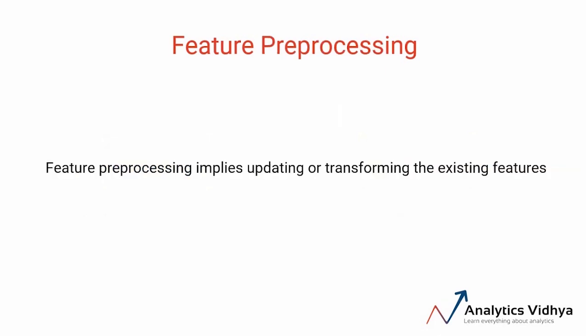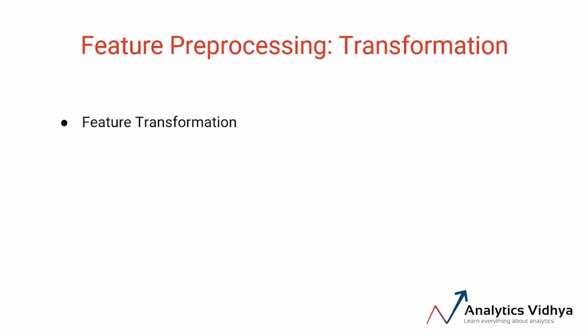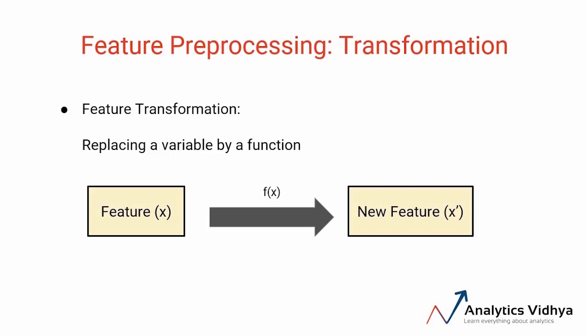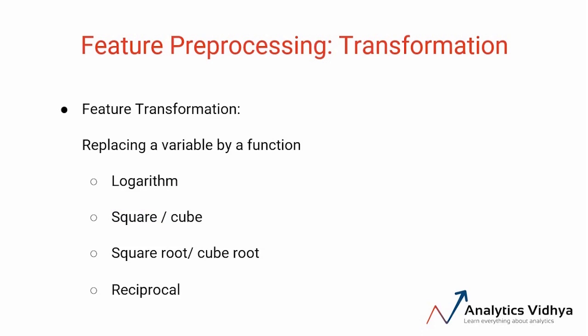Let's start with feature preprocessing. There are various methods to perform feature preprocessing, and we'll look at them one by one. The first method we look at is called feature transformation. Feature transformation, as the name suggests, is a method used to transform the features using mathematical operations. For example, for a given feature value, you can take the log of the value, square it, take a square root, take the reciprocal, and so on.